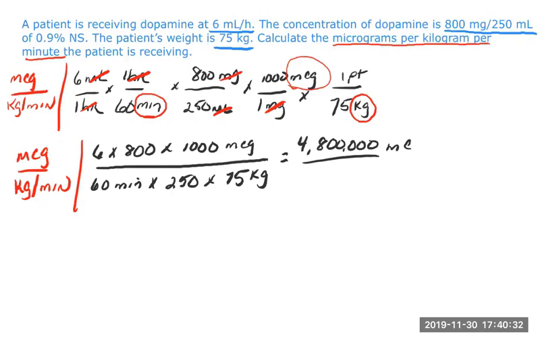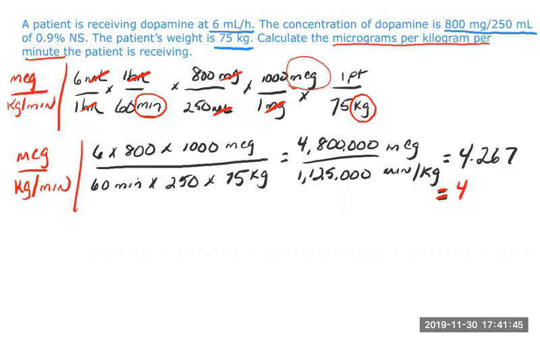4,800,000 micrograms divided by 1,125,000 minutes per kilogram. When we multiply this out, this is going to give us 4.267, and we're going to round this to the nearest tenth. So we're going to say now that this is 4.3, and again, our final answer is in micrograms per kilogram per minute.